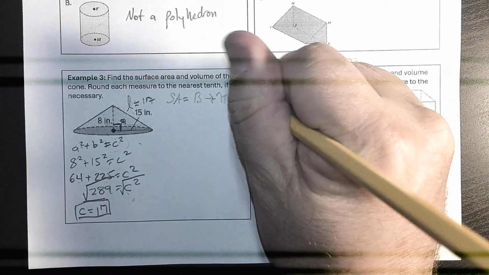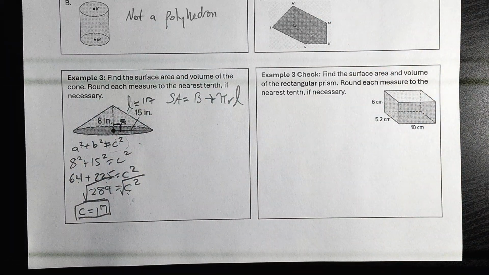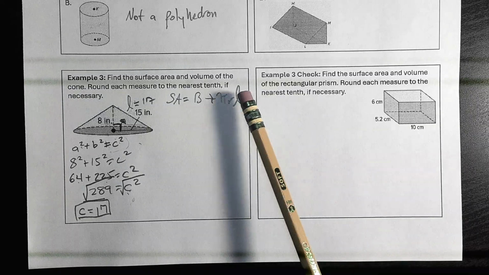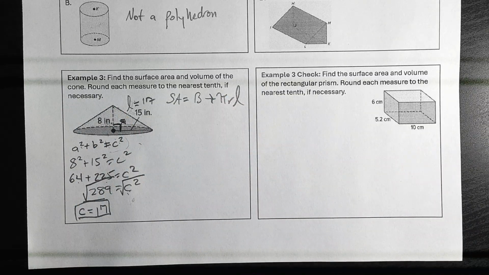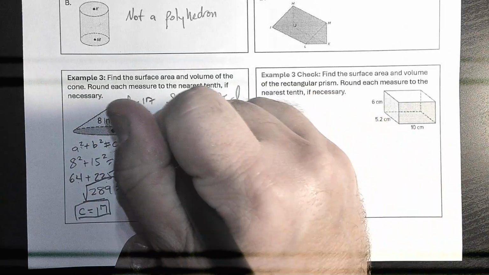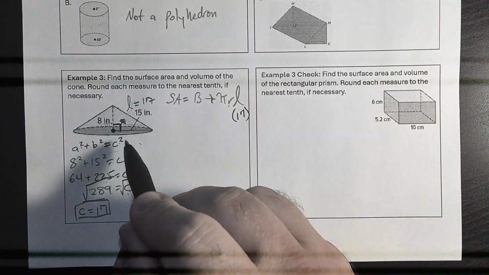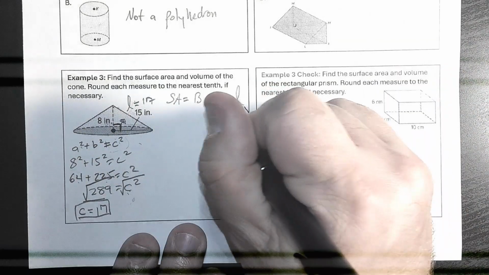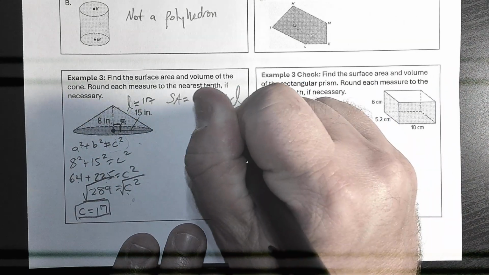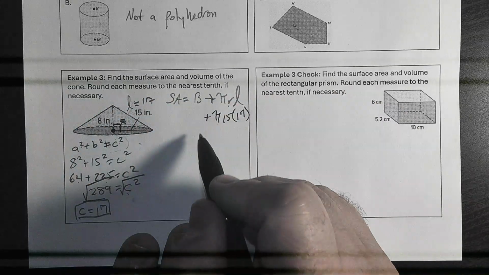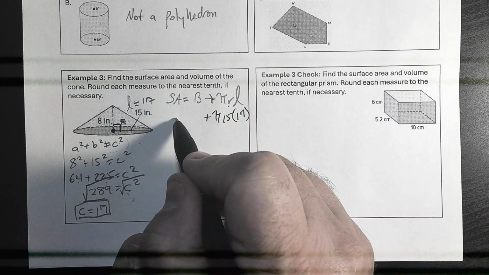We need that. Well, sorry, I left it off the formula. You guys are like, what the heck's he talking about? This is what we were looking for. So now we can start plugging in numbers. So we have our L, that's 17. I'm going to put it in parentheses because the R, remember that's the radius, that's 15. Pi, I'm going backwards.